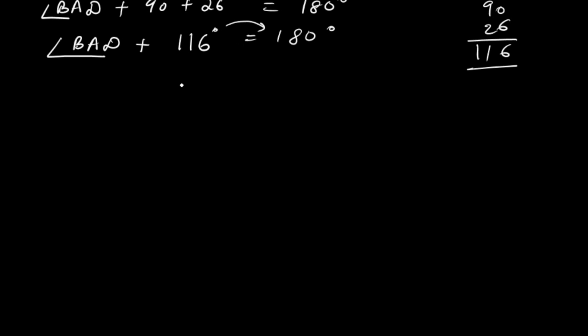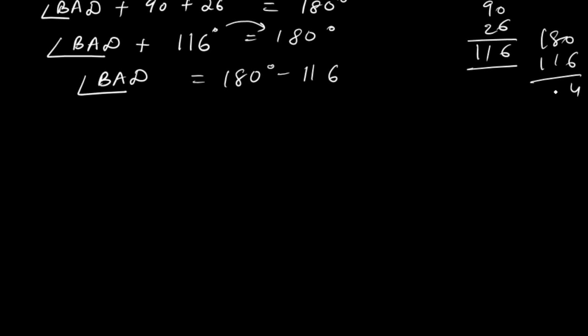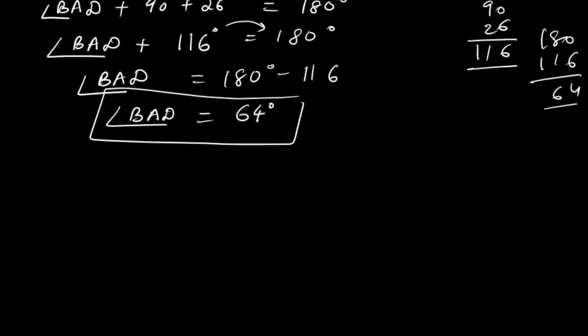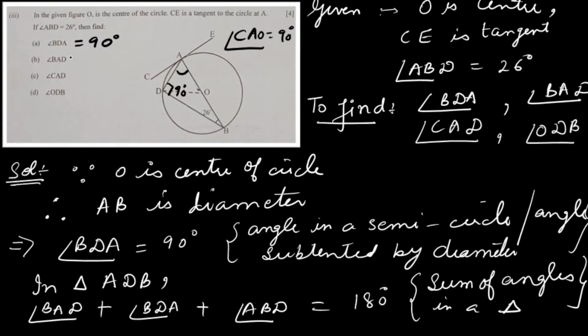So 116, when we shift to the other side, BAD equals 180 minus 116. If we do that, yes, 64. So BAD is equal to 64 degrees. Angle BAD is equal to 64 degrees. So the second one is also done. BAD we found as 64 degrees.